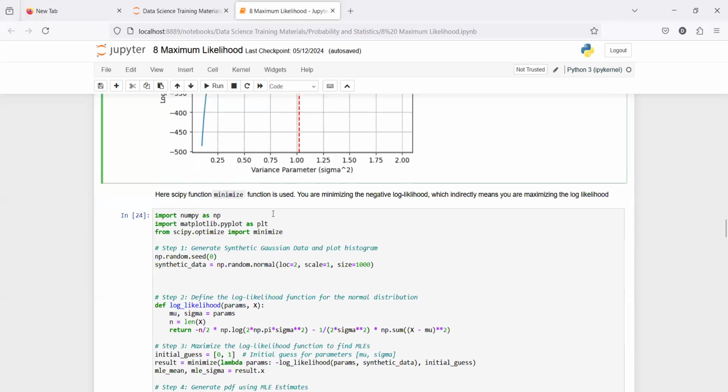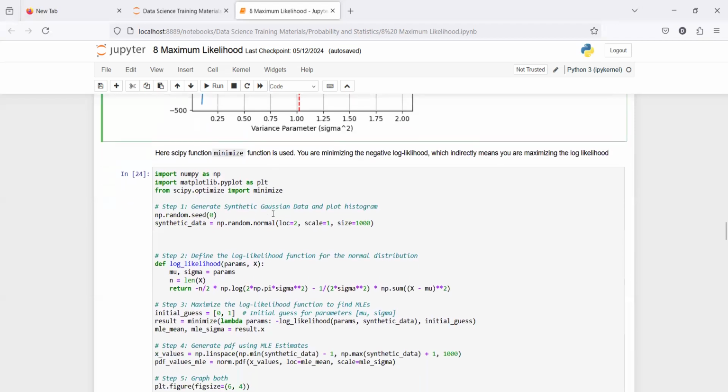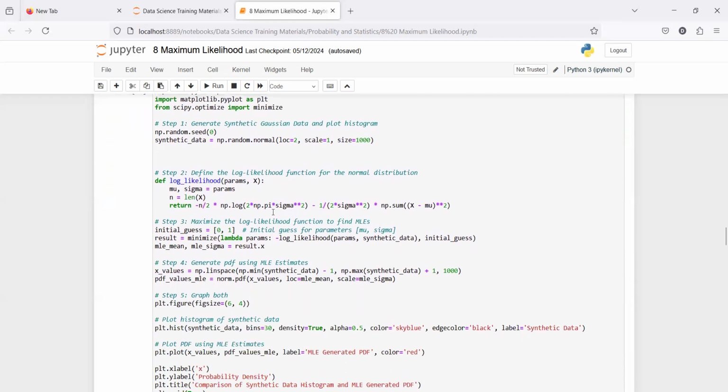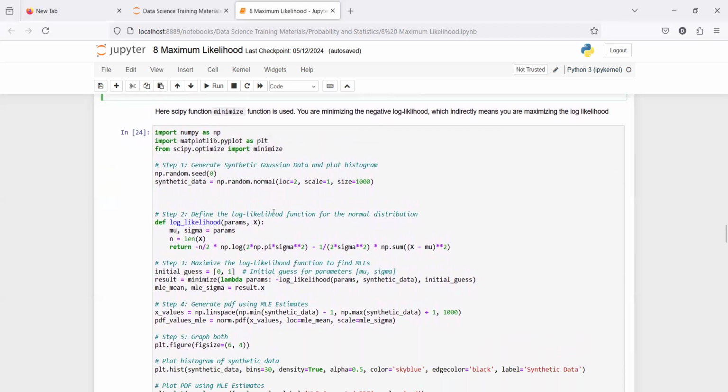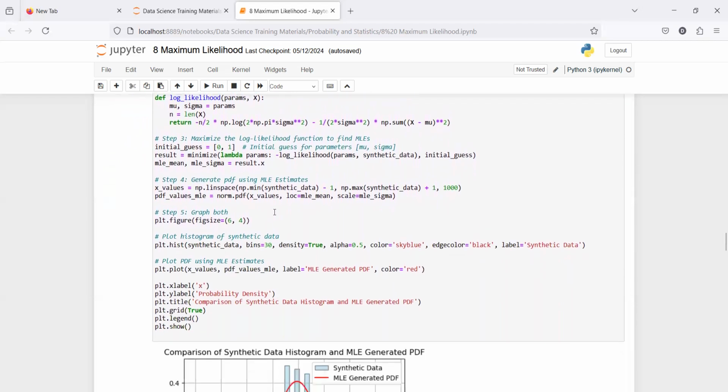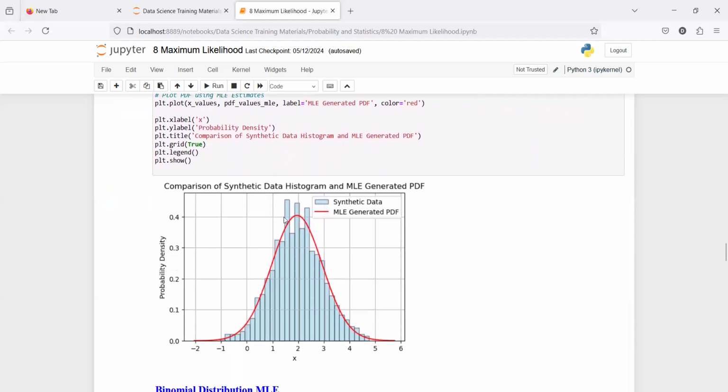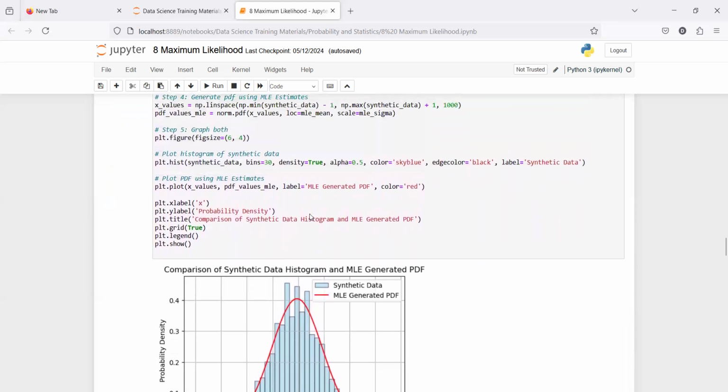We could also use the minimize function here, minimizing the negative log likelihood, which indirectly means you're maximizing the log likelihood. I know it could be a little bit confusing at first when you hear it, but if you think about it a little bit clearer, it makes sense. And here we get this. So this is the MLE generated PDF, and it fits the synthetic data pretty well.